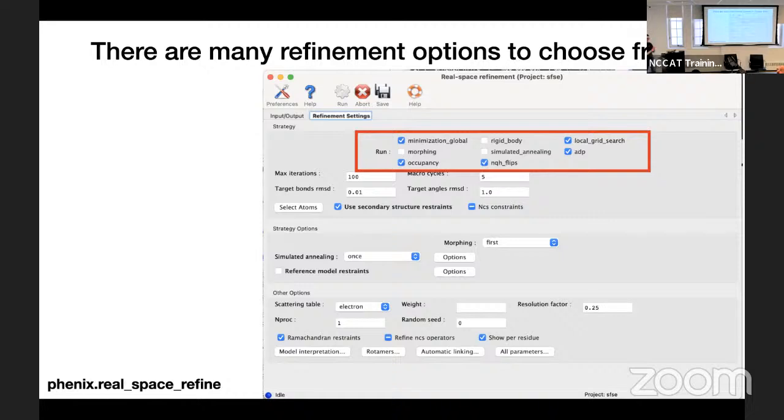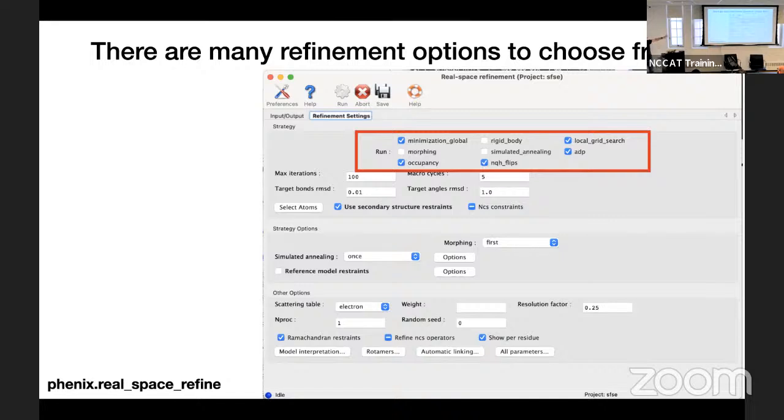Also, if you have alternate conformations, right? So you have a rotamer that's in state A 50% of the time, state B 50% of the time. Exactly what that ratio is, whether it's 50-50, 60-40. So when this box is checked, Phoenix will automatically be optimizing those occupancies.